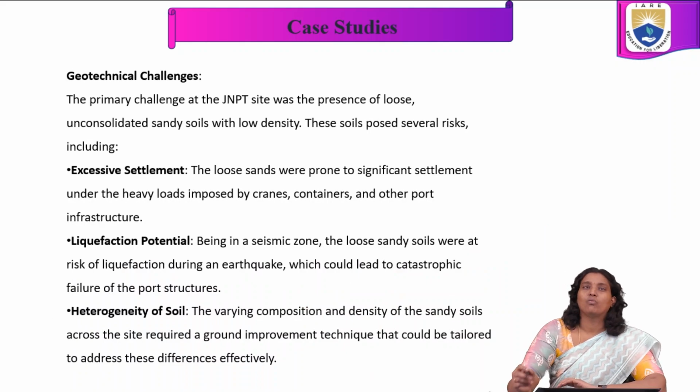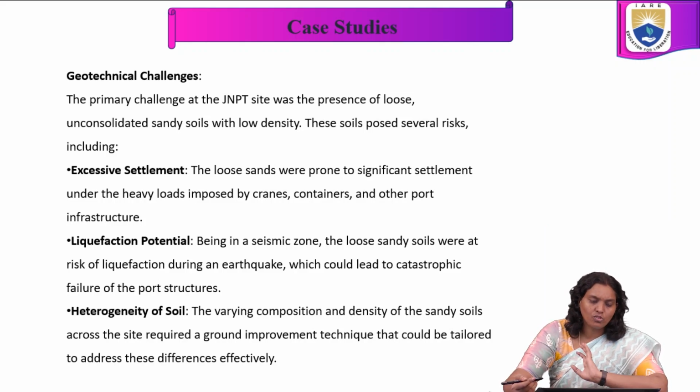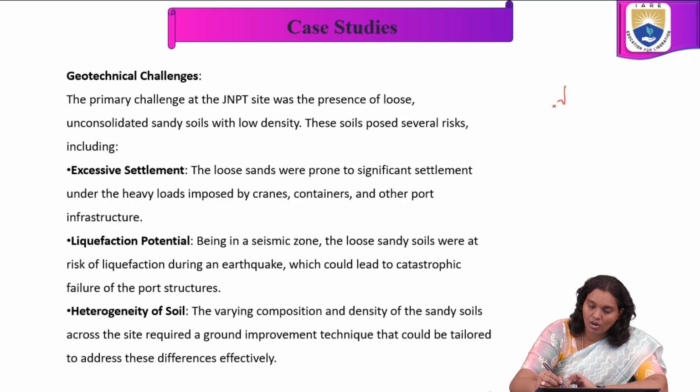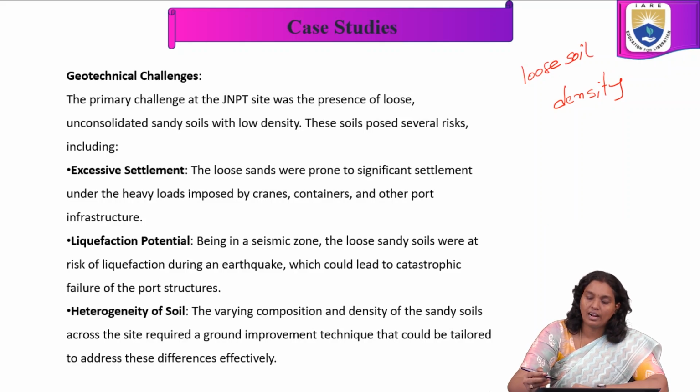In this, what are the geotechnical challenges? The first step, as a civil engineer, we have to understand what are the geotechnical challenges. The primary challenge at this JNPT site was the presence of loose, unconsolidated sandy soils with low density. Density is one of the parameters, and the type of soil is loose soil. Loose and sandy soil.